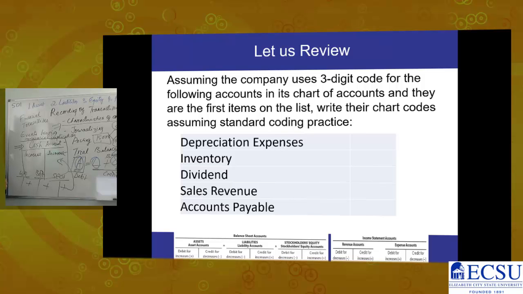So, if it is a three-digit code and that's the first number, depreciation expense will be 501. How about inventory? Inventory is an asset, so I will be considering that maybe as 101. What is a dividend? Dividend is part of the equity, so it has to start with 3, so it could be 301. And sales revenue, it is a revenue, therefore it has to start with 4, so it would be 401. And accounts payable, of course, is a liability, so it could be 201. So that is how you will be handling the numbering system for different accounts using the code.